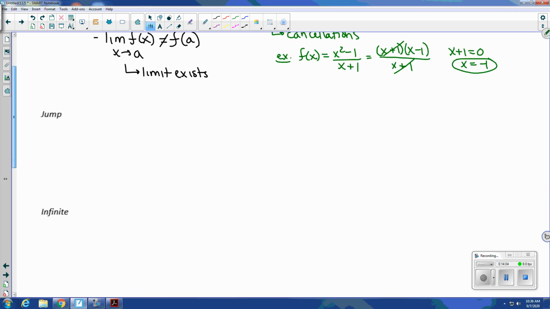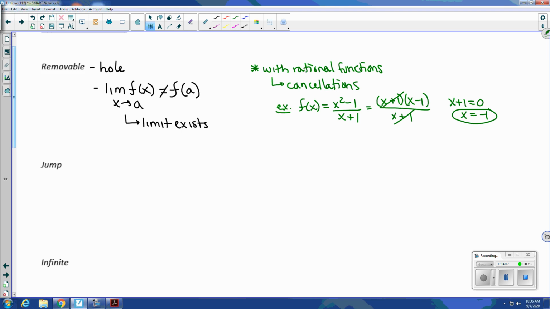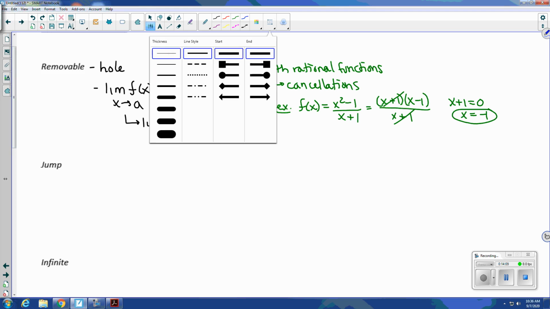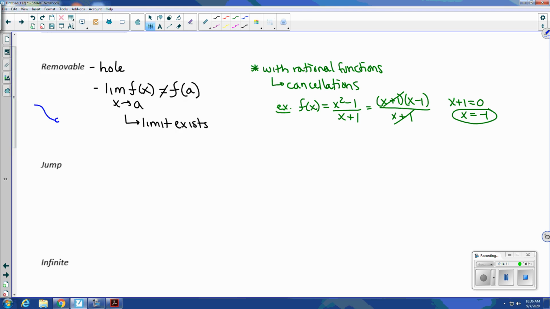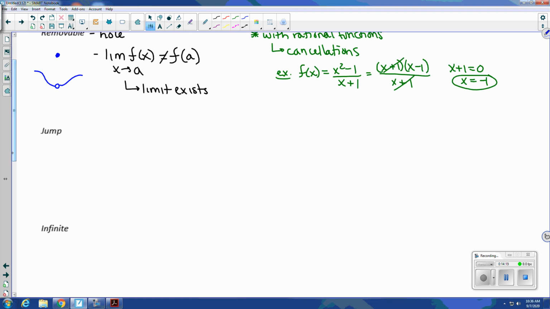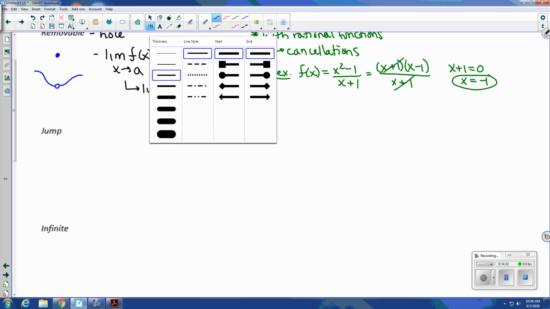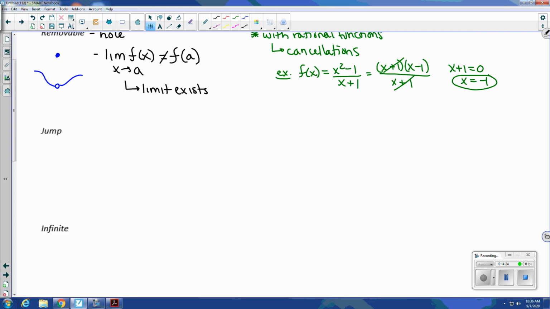Next is the jump discontinuity. We'll just draw a little picture. So we might have something like that. We could have an output still exist at that point, but again, it just doesn't equal the limit. So a jump, we have like a vertical gap.